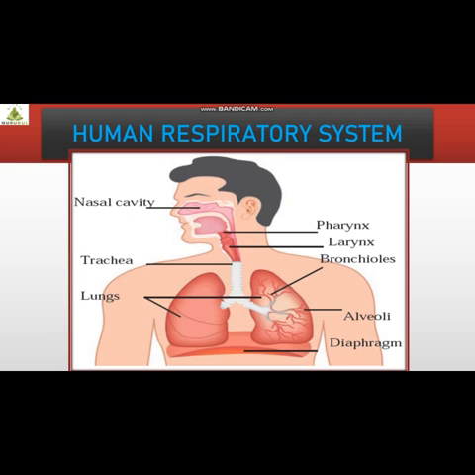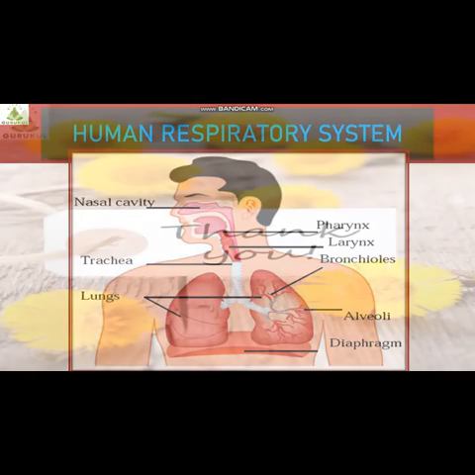Again I repeat: nasal cavity, pharynx, larynx, trachea, lungs. In lungs we have bronchioles, alveoli, and the diaphragm. I hope this is clear to you all now. Next concepts we will see in the next video.